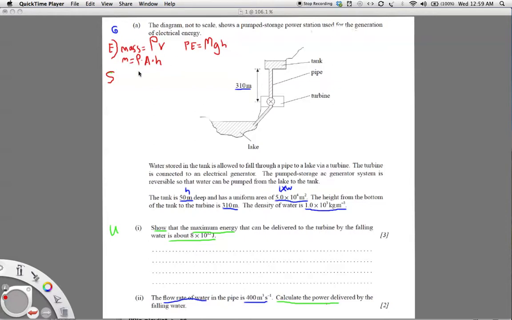Solve. The mass is equal to 10 to the third kilograms per cubic meter, times 50 meters, times 5 times 10 to the fourth meters squared.